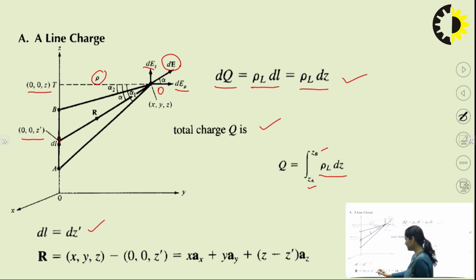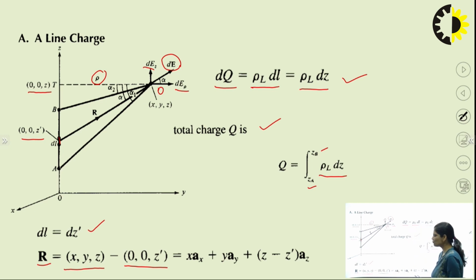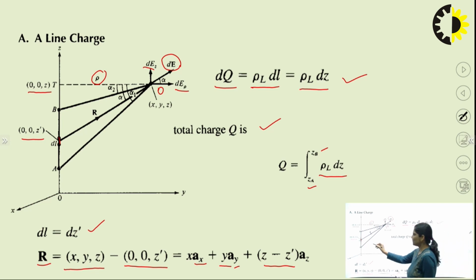Now you have to find r, the distance between this line and this point O. What is that equal to? These are the coordinates of O and these are the coordinates of this point. So its coordinates are 0, 0, z dash, and O's coordinates are x, y, z. Now find the distance between these 2 points. That is x unit vector of x plus y unit vector of y, plus z minus z dash unit vector of z. So this is the distance between this point and this point O.